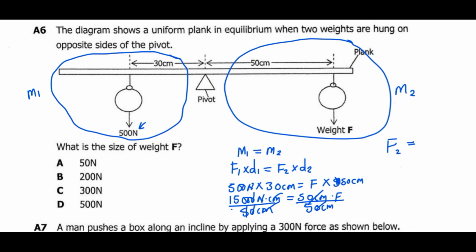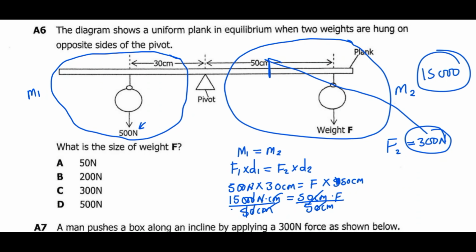So 5 into 5 is 1, 5 into 15 is 3. So the answer is 300. Because we know that if we multiply 300 times 50 here, it will give us 15,000. Then here we have 15. So this now balances. So the answer here is C.